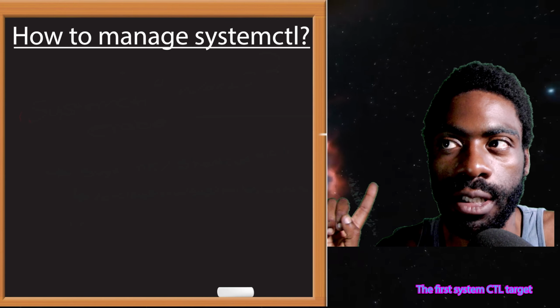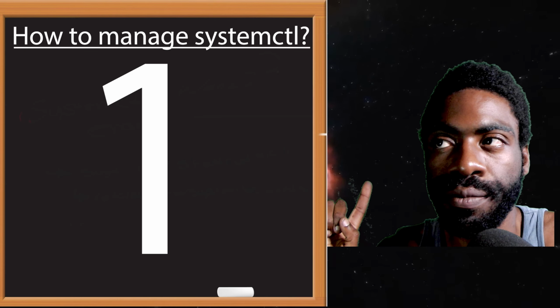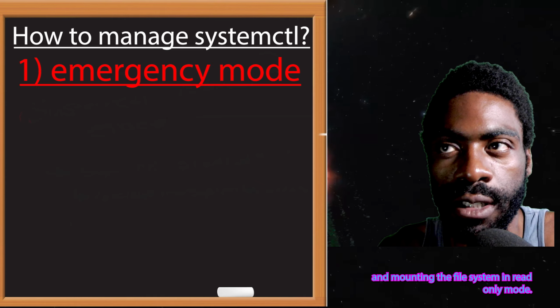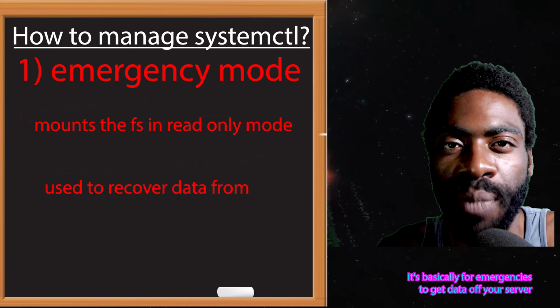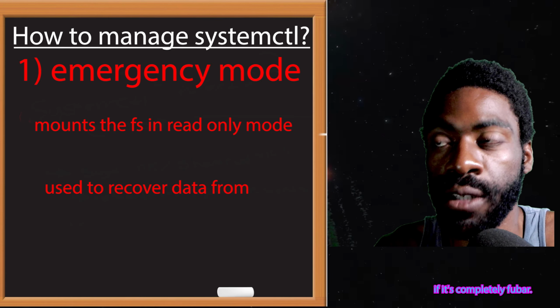The first systemctl target your system boots into is emergency mode. Emergency mode is the kernel launching and mounting the file system in read-only mode. It's basically for emergencies to get data off your server if it's completely foobarred.